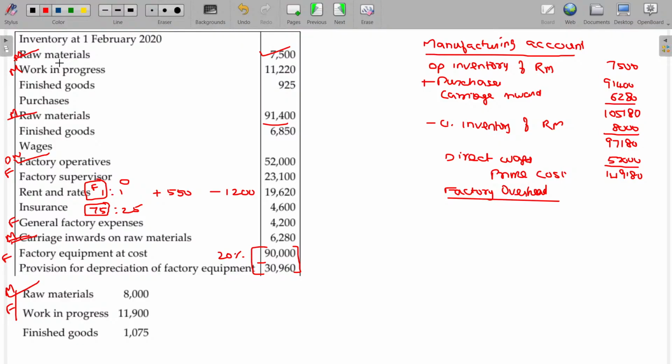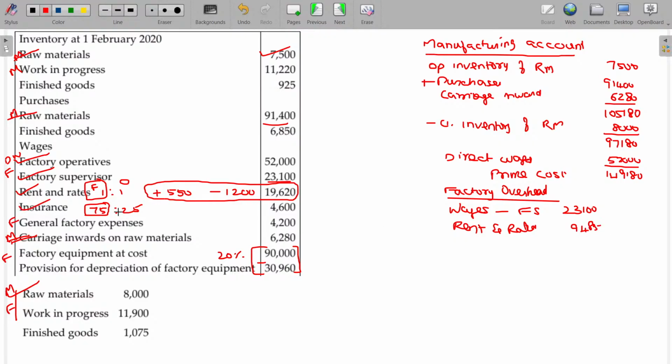Under that, all the terms with the prefix or suffix factory will come here. Factory supervisor wages, 2,300. Rent and rates. You need to add 550, subtract 1,200. After doing this addition and subtraction, half will be for factory rent and rates. This value being 9,485.